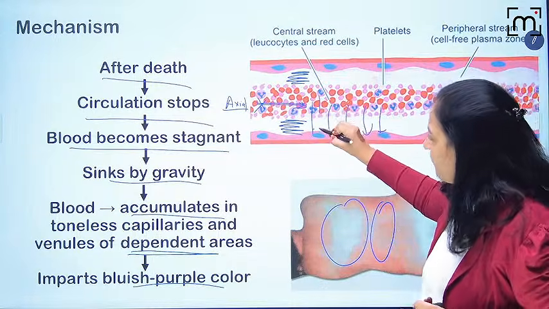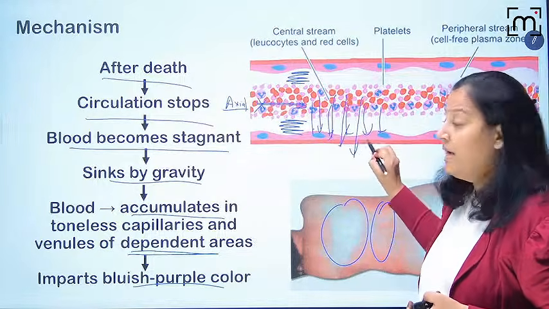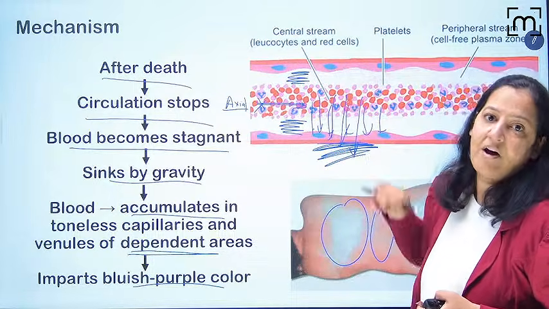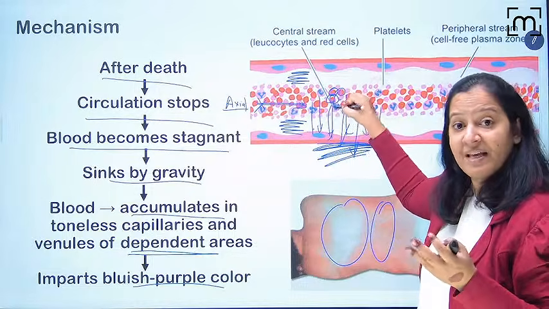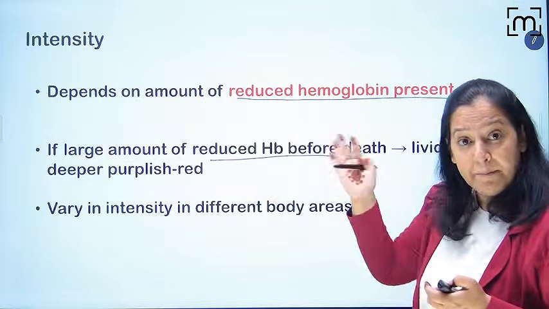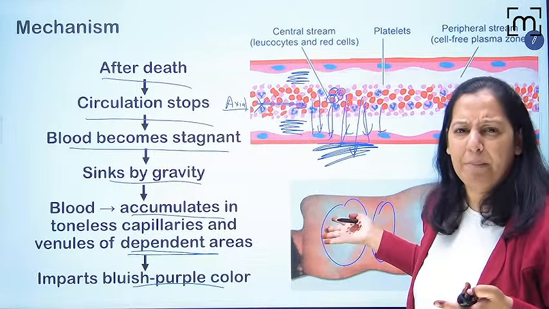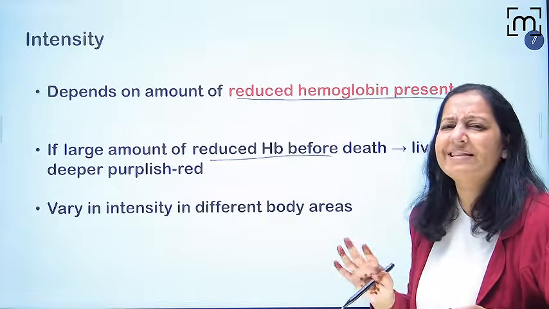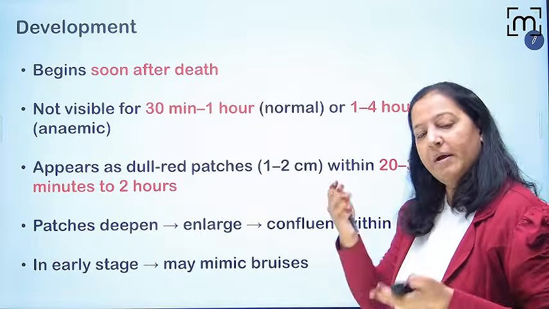So all of them are falling. RBCs are also falling. WBCs are also falling. Platelets are also falling because of gravity. But here, who is giving the color? The color is given by the reduced hemoglobin present inside the RBC. So how much reduced hemoglobin is present in the RBC, that is giving the intensity of the color. If a large amount of reduced hemoglobin is present before death, postmortem lividity will be very intense, dark blue, purple, red color. And if reduced hemoglobin is less, it will be a slight color, I mean faint purple or blue color. Got it? Now coming to the development.